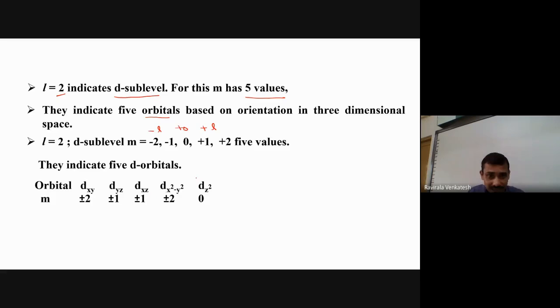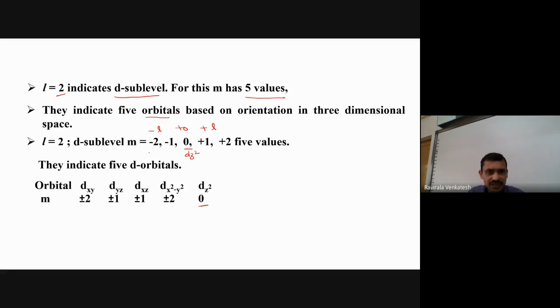Because it is a double dumbbell shape. So xy, yz, x square y square. Now I told you, whenever you get z, take 0 only. Whenever you get 0 value, that is always for dz square. This is for dz square. Remaining, xy means you can take +2 or -2.